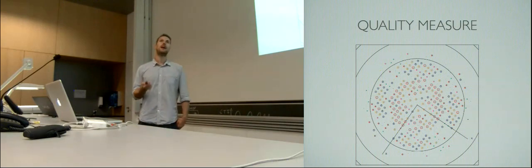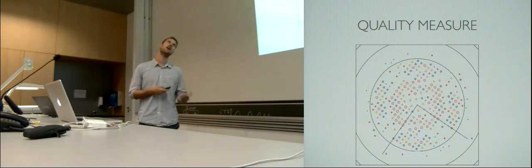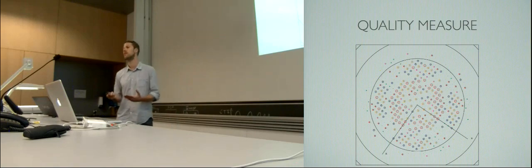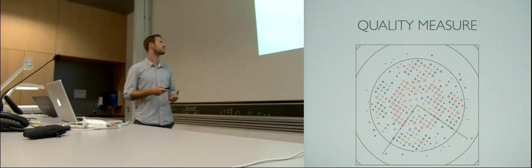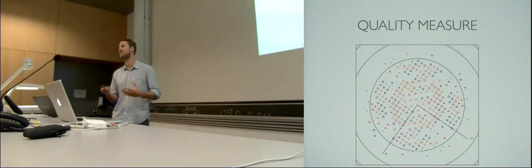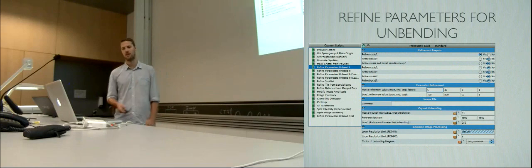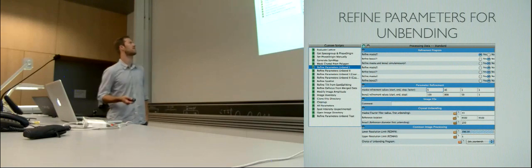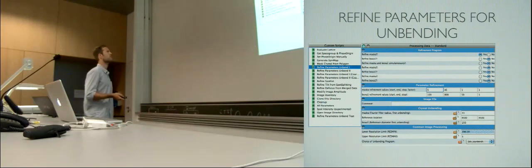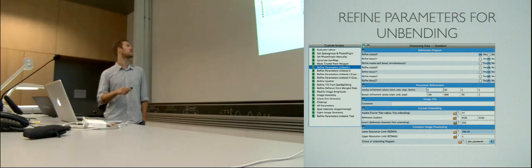So I still haven't told you, now we have a quality measure, but I still haven't told you how you define your parameters. And sometimes I think it's still some kind of black magic, but it's not. Now that we have a measure, we can evaluate our unbending process.